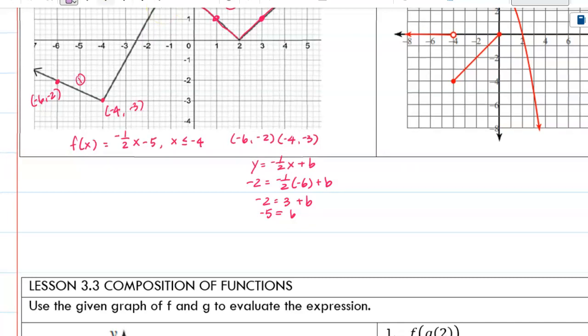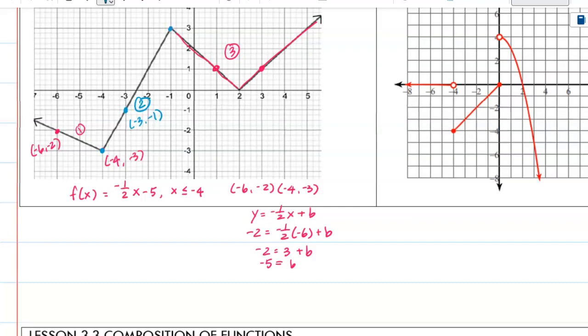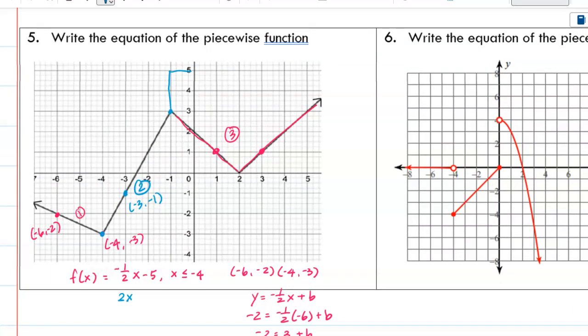Okay. Let's go ahead and find this line right here. I'm going to use this point, -4, -3. And I can actually use that point right there. Looks like a good intersection. That looks like a -3, -1. Okay. The slope is going to be up 2 and to the right 1, 2x. If I take that point and I use the slope up 1 and to the right, that's going to be a 5. There's my y-intercept.